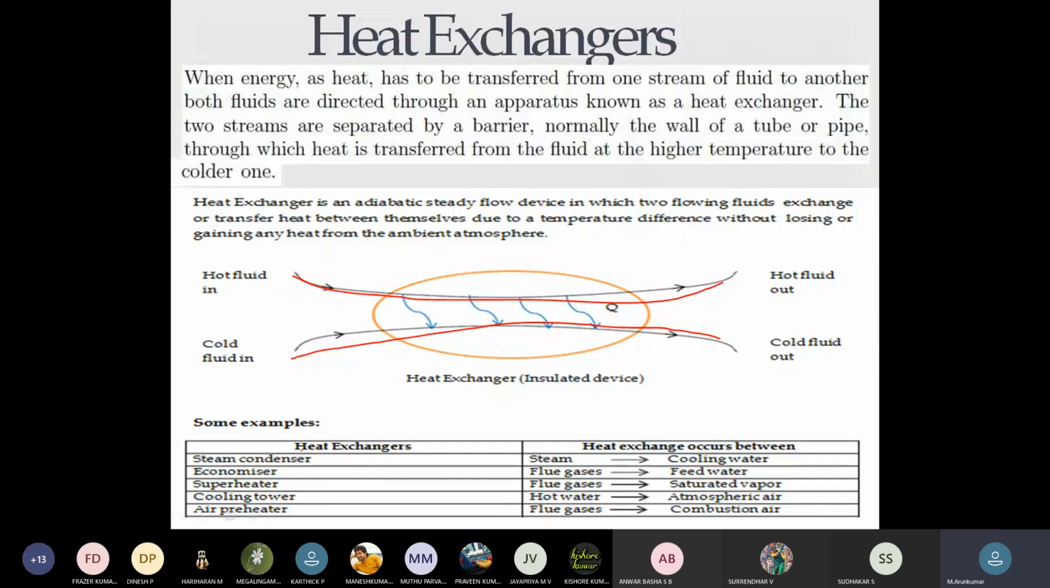Then the cooling tower. In that cooling tower, we need to cool the water, right? So the heat of the hot water is transferred to the atmospheric air. Then we have the air preheater heat exchanger. In that heat exchanger, the heat of the flue gases is transferred to the combustion air. So the thing is, we have to transfer heat with some apparatus, and there will be two different temperatures in that apparatus.